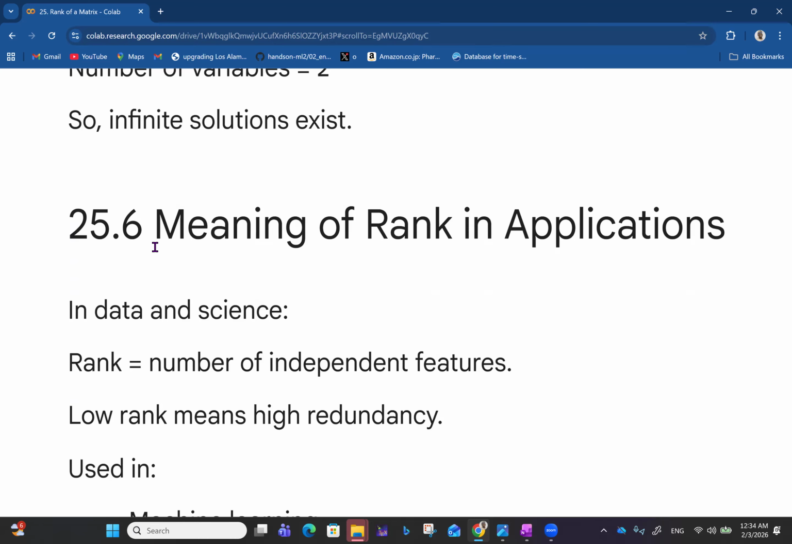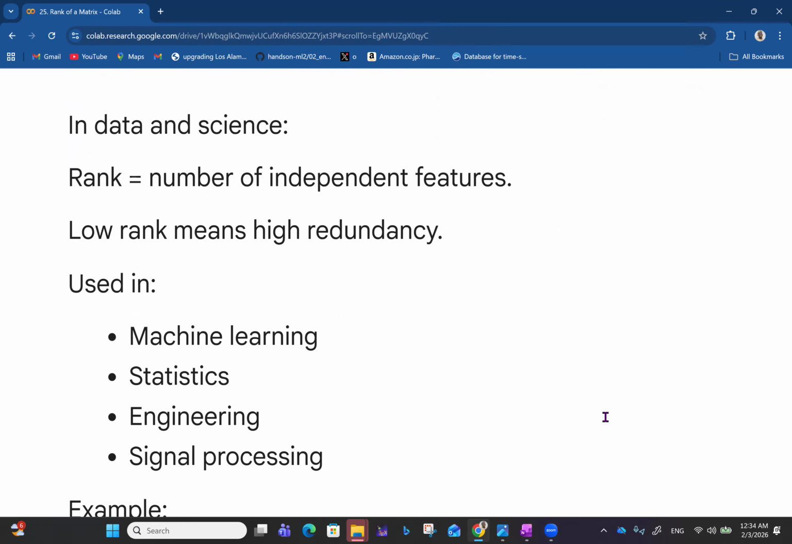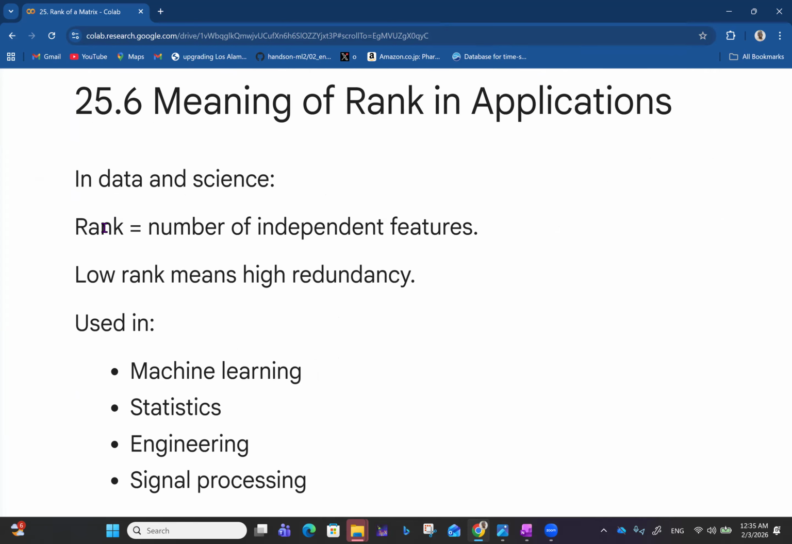So you have infinitely many solutions. So let's talk about the meaning of rank in terms of applications. Imagine in data science, rank means the number of independent features. So rank is the number of independent features. So low rank means high redundancy.